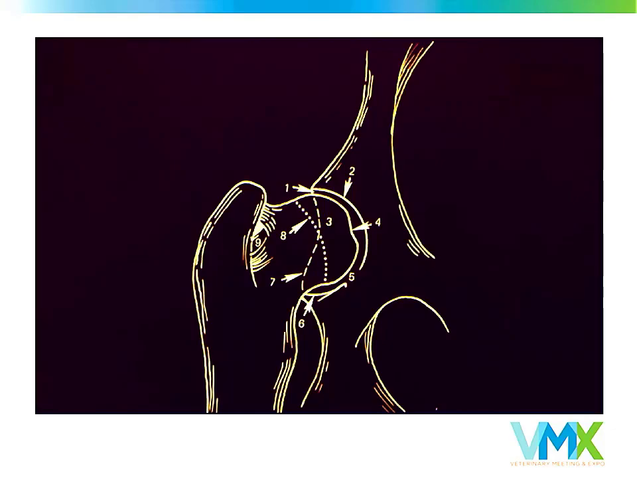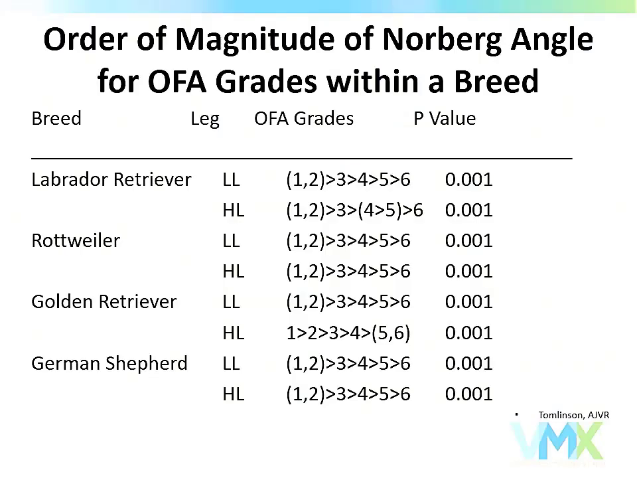What we'll see in a retrospective study that Dr. Tomlinson, a surgeon, did at the University of Missouri, he approached OFA. We supplied him with hundreds of hip radiographs on these 4 breeds of all different grades of the hip, from excellent being number 1 to severely dysplastic being number 6.